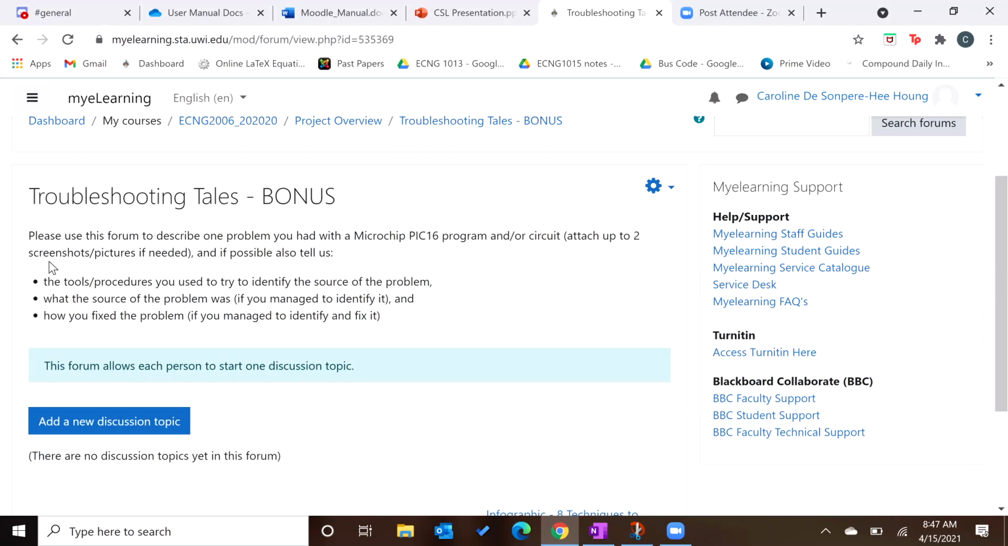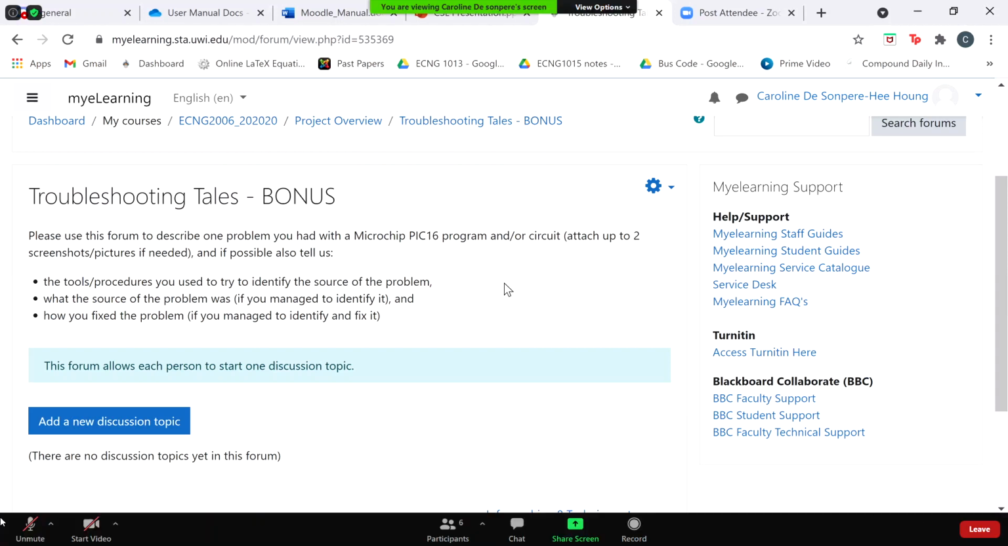You could only post once with a problem, right? So you'll get a bonus if you post a tale. We'll assess your group contribution by your responses to other people's troubleshooting tales. So the purpose of this is to encourage people to help each other, right? So if you're having a particularly sticky problem, this is an official way to get credit for being brave enough to share it.